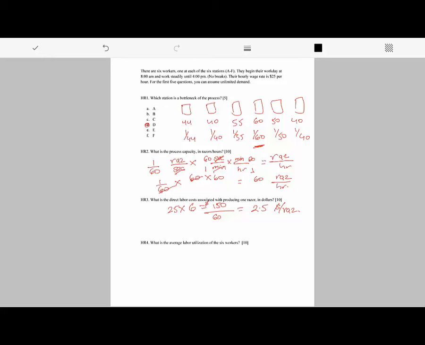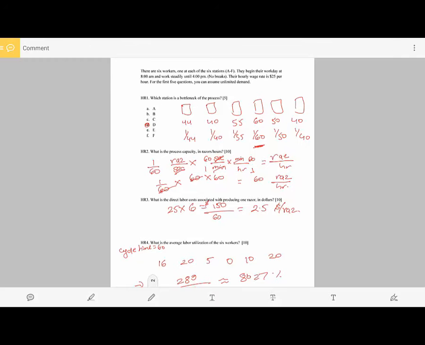Okay, what's the labor utilization? Well, we know the demand is not a constraint, so the cycle time is 60, right? Given that the cycle time is 60, we know the idle time in the first station is 16, the idle time in the second is 20, the idle time in the next is 5, 0, 10 and 20. So we know the total labor content is 289. If you add the labor content and the total idle time, it comes out to be 360. So the utilization comes out to be about 80.27%.